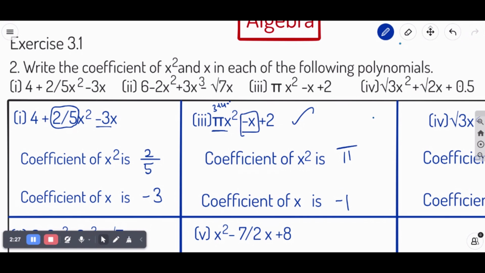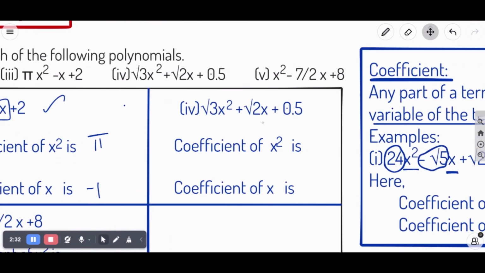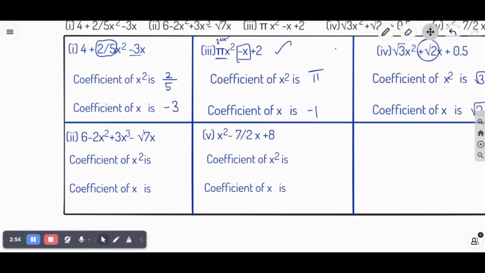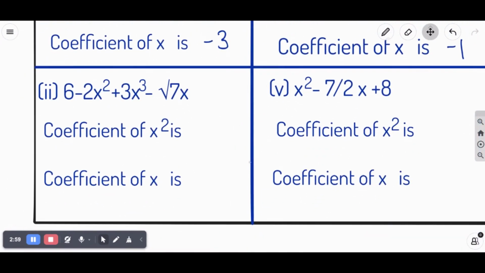The fourth question is root 3 x square plus root 2x. Root 3 x square is multiplied by what? Yes, root 3. So root 3 is the coefficient of x square. Can you say the coefficient of x? Yes, x is multiplied by plus root 2, so you can directly write it as root 2. Just take the terms which are multiplied with that variable. Now the second and the fifth questions are pending.